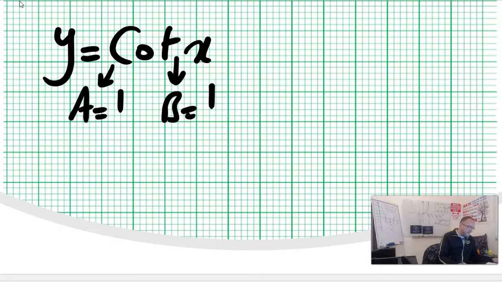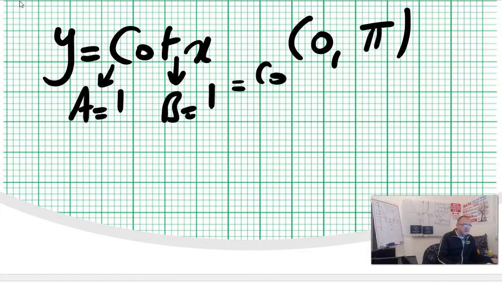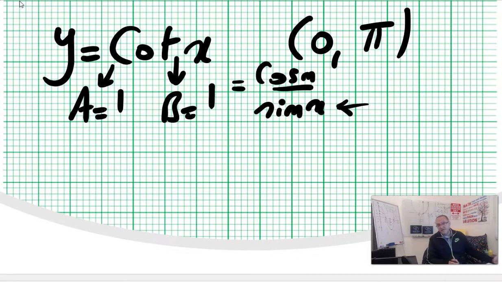Now, what is the period of this function? The period of this function is pi. This is the spread. But your domain is what? It is (0, pi). Because at 0 and pi, what's the cotangent first of all? Cotangent equals cosine of x divided by sine of x, right? We all agree to that. And since the sine of x is in the denominator, there comes a time when the function has no solution, when the sine of x equals 0. And that happens at 0 and pi, right?